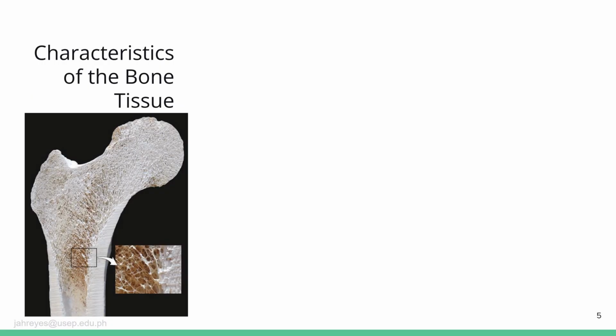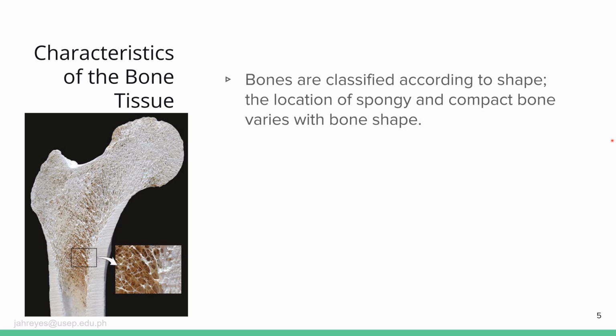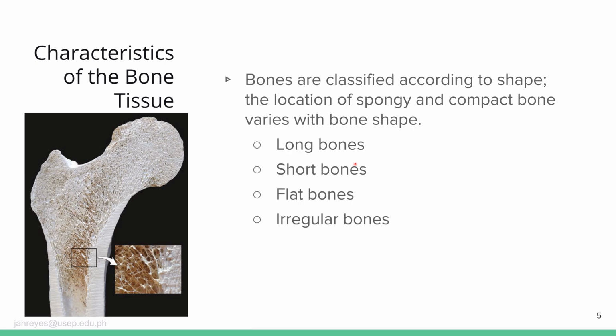We can also classify bones according to shape, and the location of the two structural types of bone tissue will vary with the type of bone shape. So we have long bones, short bones, flat bones, and irregular bones. Their characteristics are representative of their names. The long bones are longer in one dimension, and the other dimension is way shorter compared to the longest dimension.